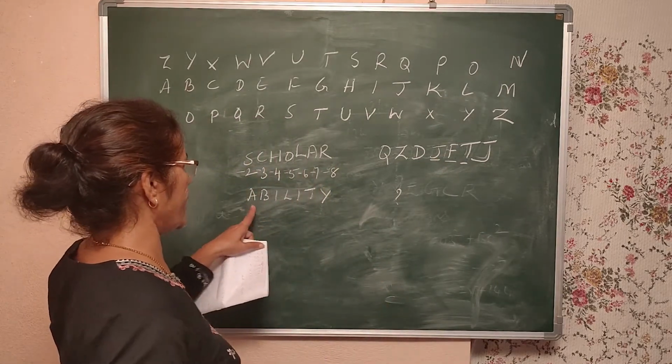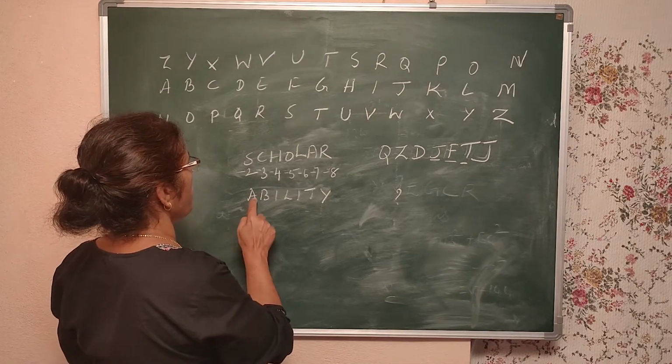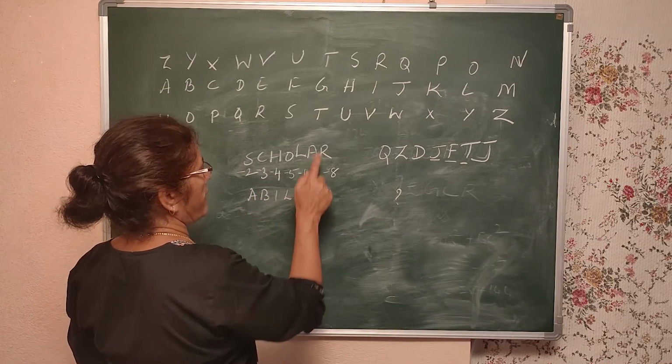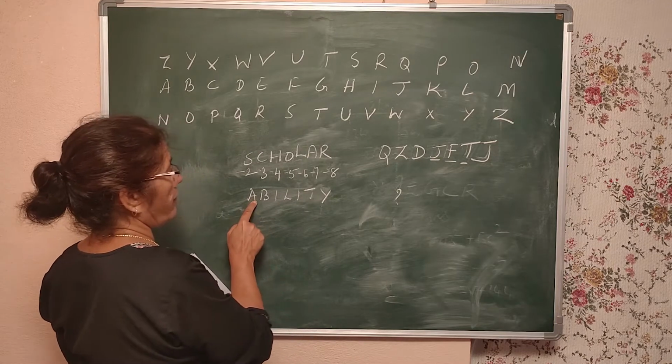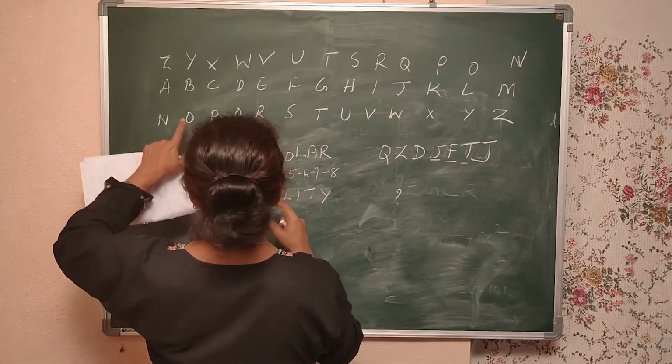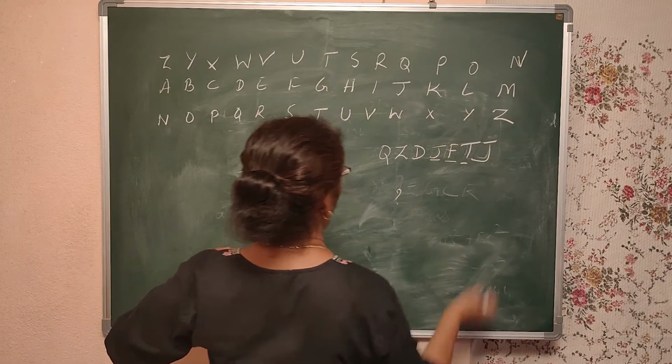So let us see your ABILITY. How many letters? 1, 2, 3, 4, 5, 6, 7. Same like that, for A we have to go minus 2: 1, 2, Y.